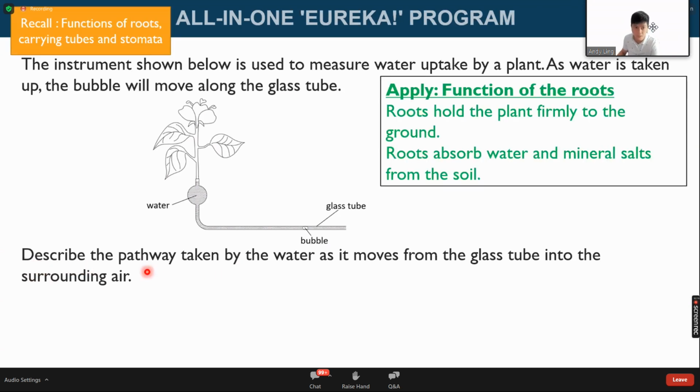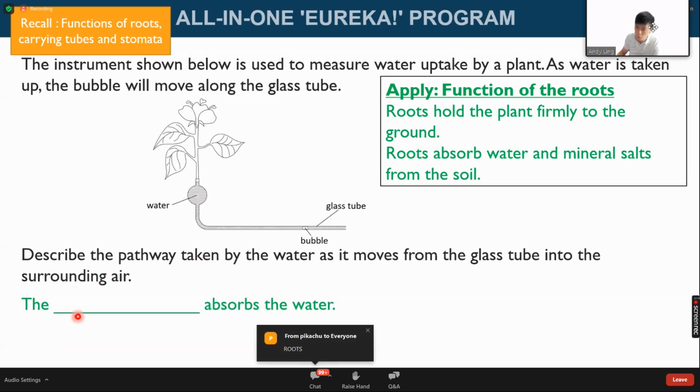We are going to apply the first answering technique, which is the function of this. So parents, let us start describing the pathway of the water already. What absorbs the water? Isn't it easy? It looks very easy, right? Okay, quite a number of you have mentioned the word roots.